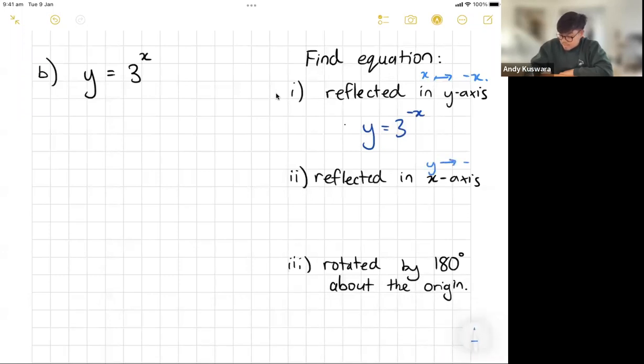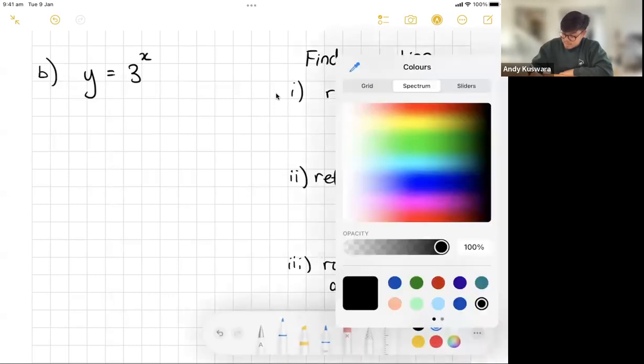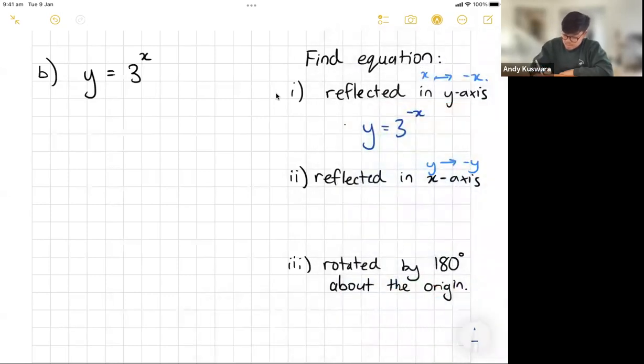If I want to reflect in the x-axis, that's a fancy way to say that y now changes into -y. So mathematically, what that becomes is -y equals 3 to the x, or writing it as y equals, I just times both sides by -1. Okay, moving the negative to the other side.